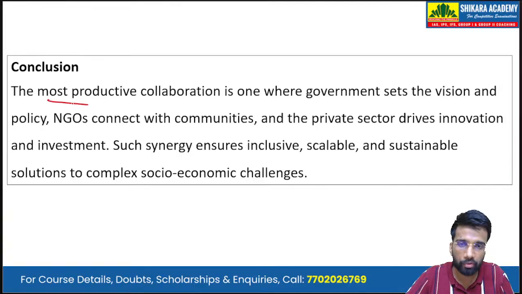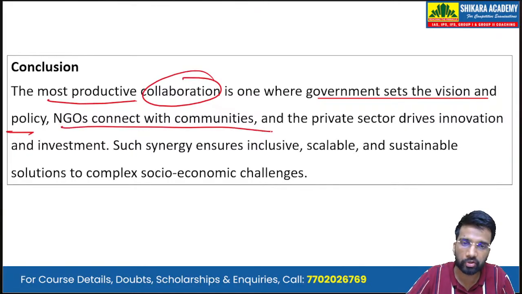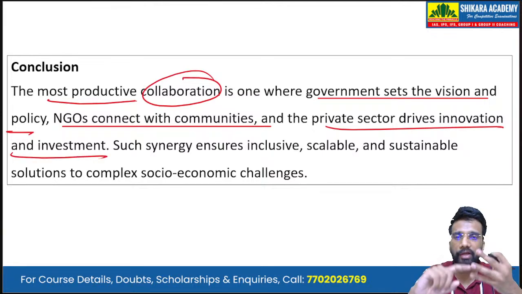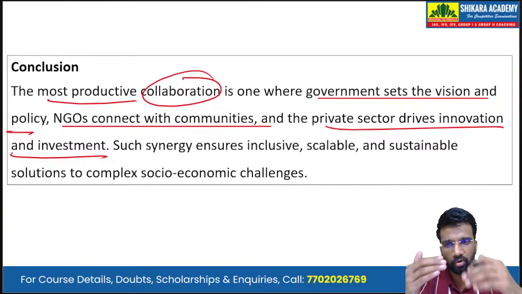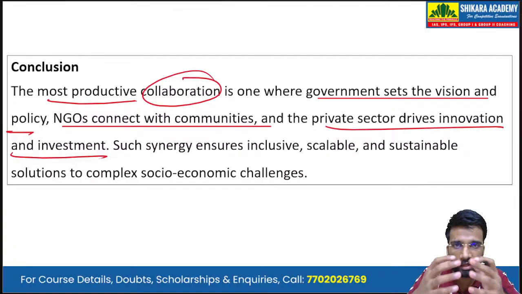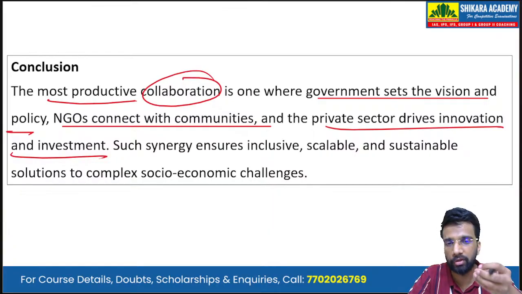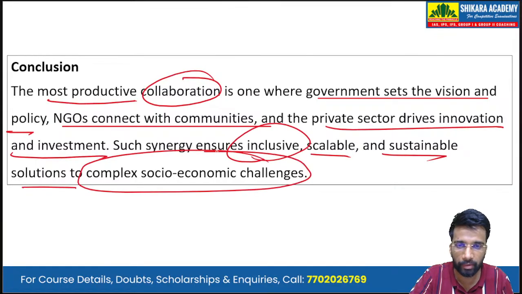Now, in conclusion, the most productive collaboration is the one where government sets the vision and policy, NGOs connect with communities, and the private sector drives innovation and investment. So we have three aspects of this collaboration. Government sets the vision, frames the policy, the NGOs connect with the communities at the grassroots level, and the private sector provides investment and drives innovation. Such a synergy ensures inclusive, scalable, and sustainable solutions to the complex socio-economic challenges.